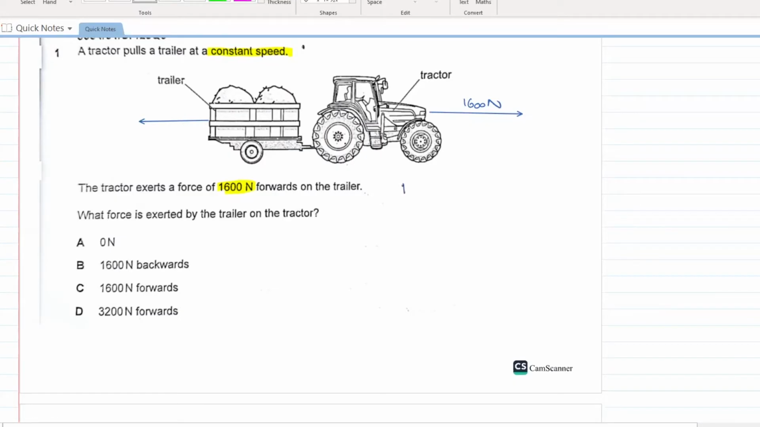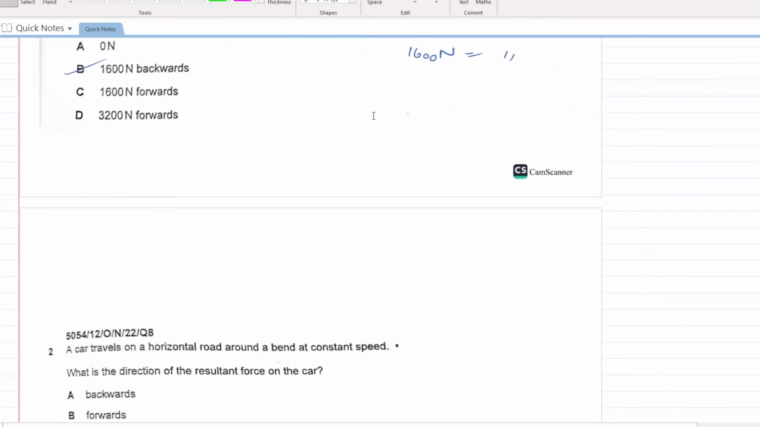Do you remember whenever you have constant speed the resultant force is equal to zero? The forward forces are equal to the backward forces. What is the forward force here? 1600. So the backward force will also be 1600. B is your answer. Let's move to the next question.